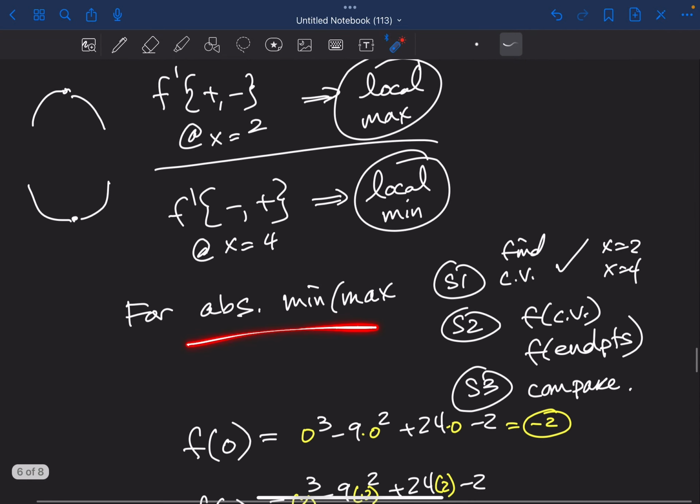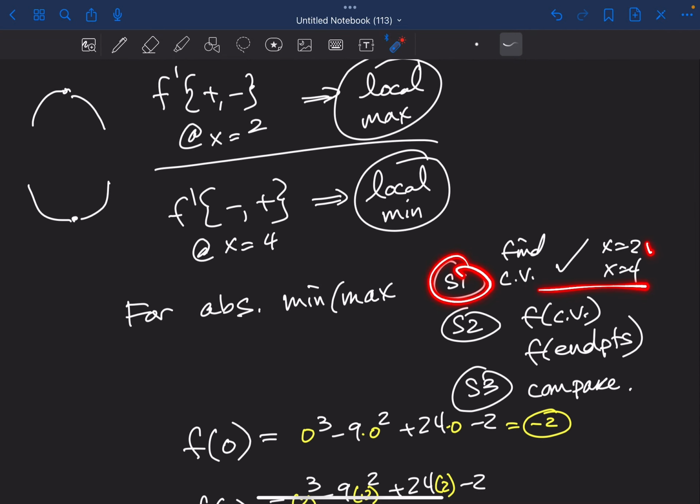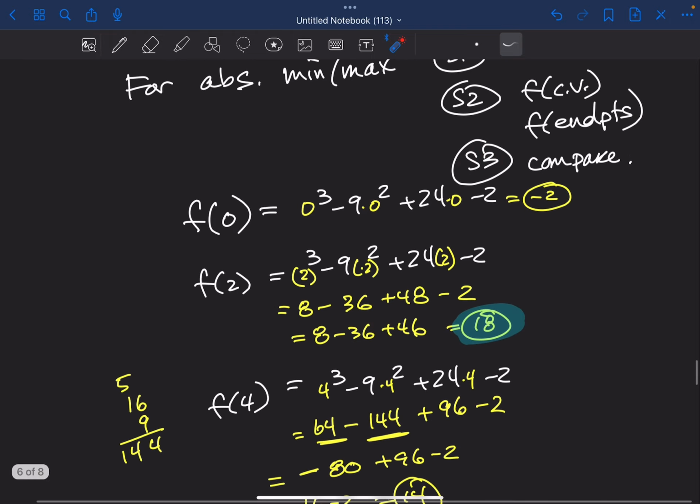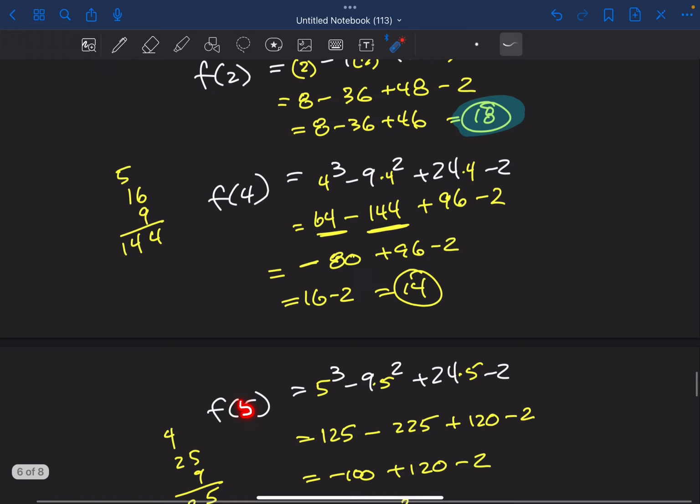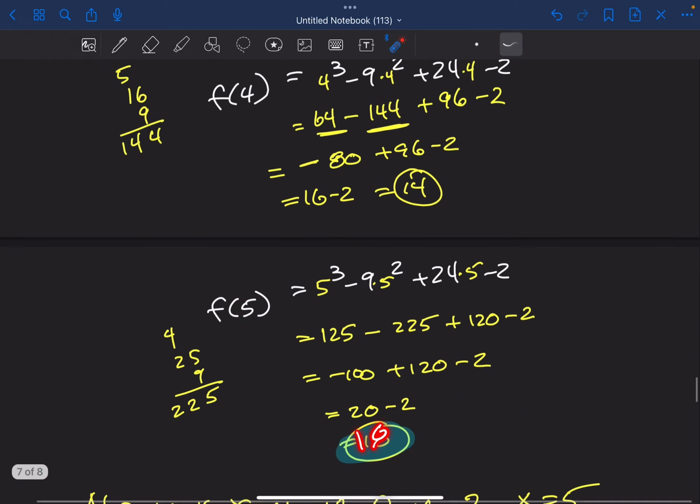Now, remember, for absolute min and max, step 1 is to find the critical values, which we've done. Step 2 is to take f, the original function, of the critical values, and f of the endpoints. And then step 3 is to compare the values you get in step 2. So first I take f of 0, and I get negative 2 if you plug in 0 into the original function. F of 2, you will get 18. If you plug in 4, after a little bit of work, you'll get 14. And then f of 5, you end up getting 18.